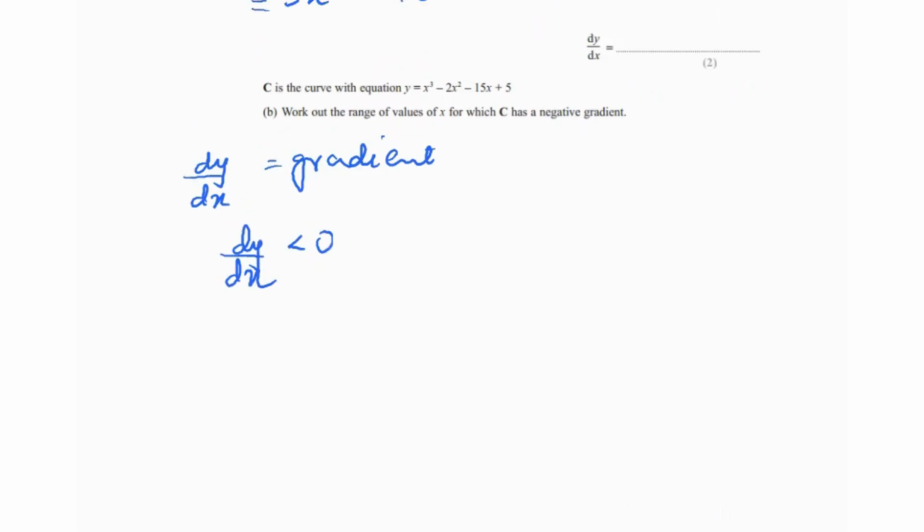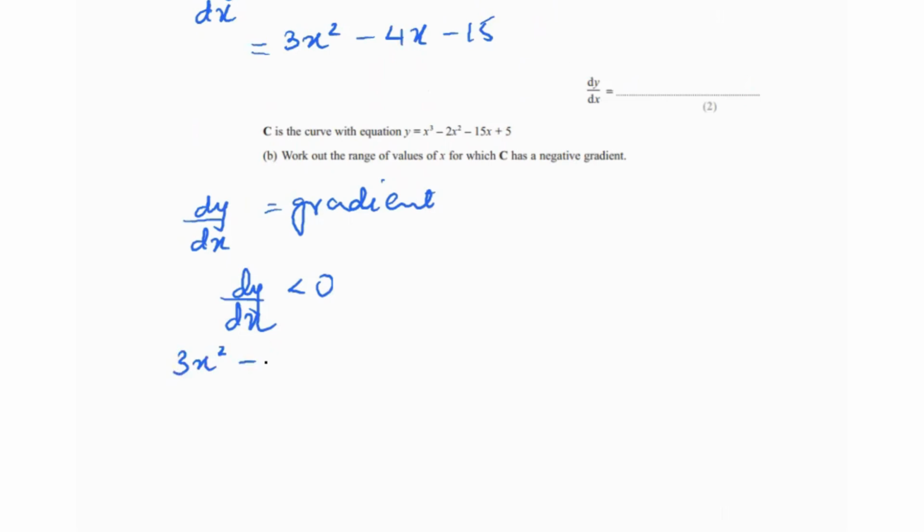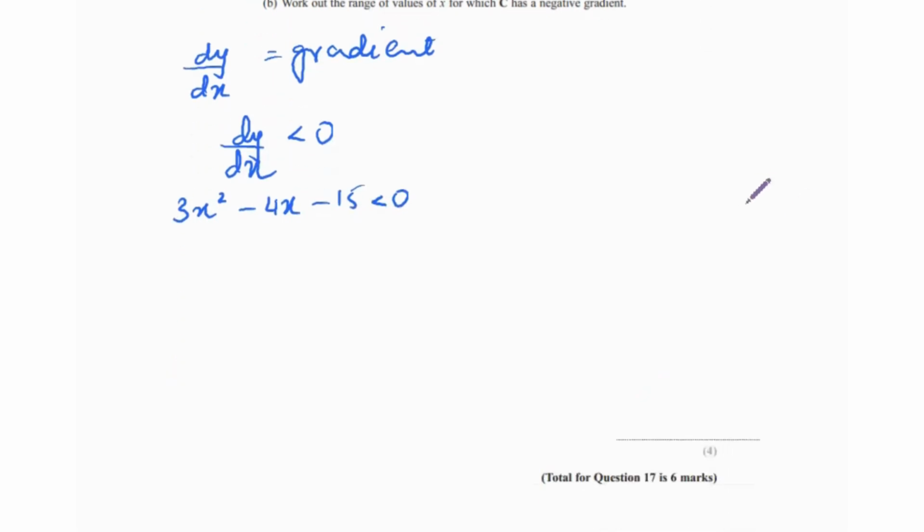Then it says C is the curve with equation y equals x cubed minus 2x squared minus 15x plus 5. Work out the range of values of x for which C has a negative gradient. So dy by dx is basically the gradient of a curve or any polynomial. So we have to work out the range of values of x for which C has a negative gradient, which means dy by dx is less than 0. So whatever equation we got over here, 3x squared minus 4x minus 15, this is less than 0. So now we'll solve this inequality to find the values of x for which C has a negative gradient.